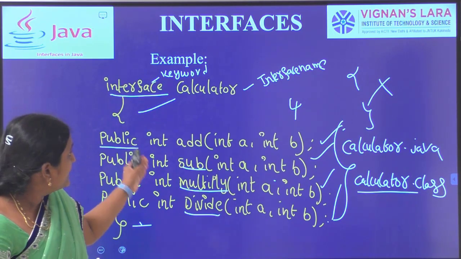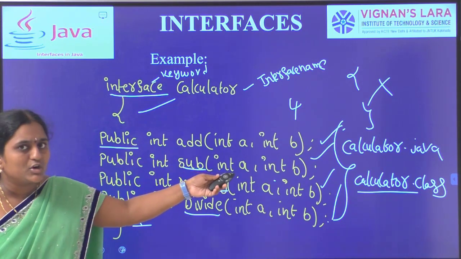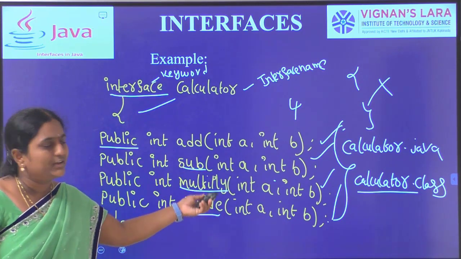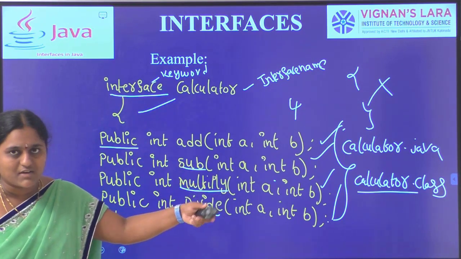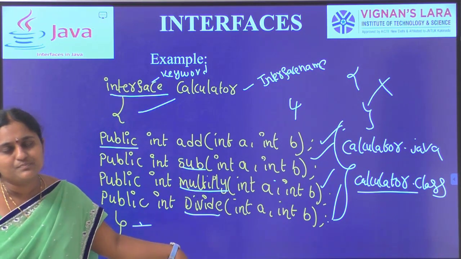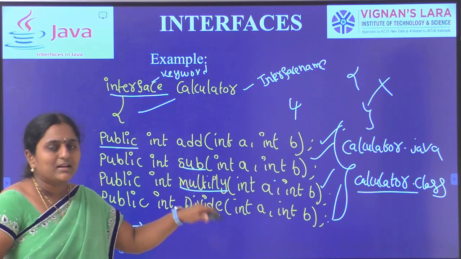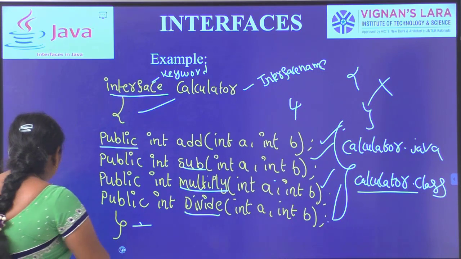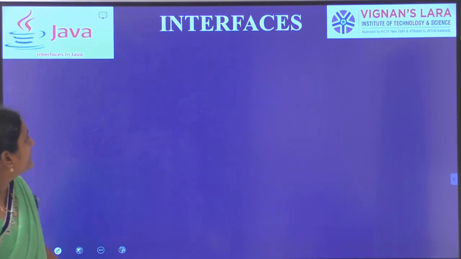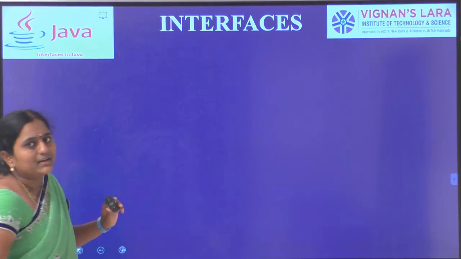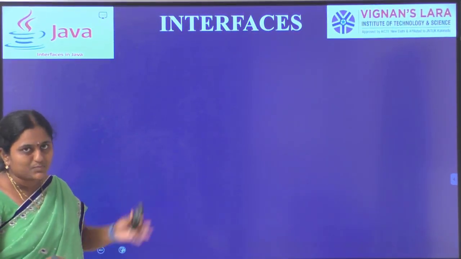That's why in this program, we save it as calculator.java. After saving, you need to compile this program: javac calculator.java. After compiling, you get one .class file, the calculator.class file. Next, you have to take another notepad and provide all the method declarations of the corresponding interface in this program.